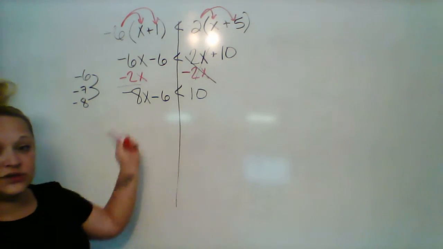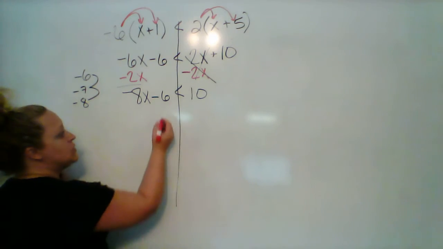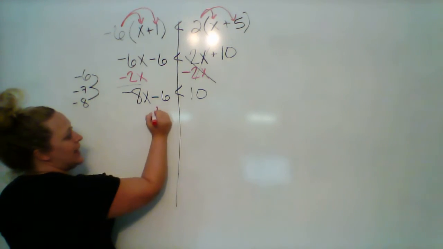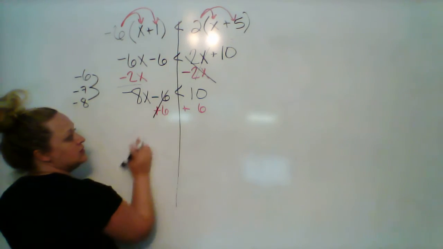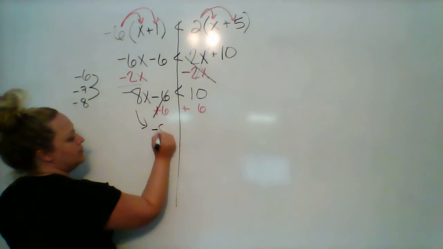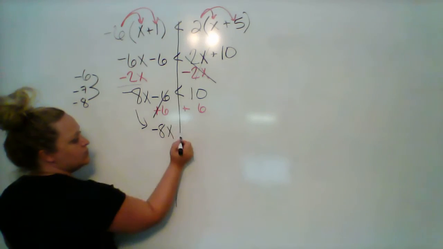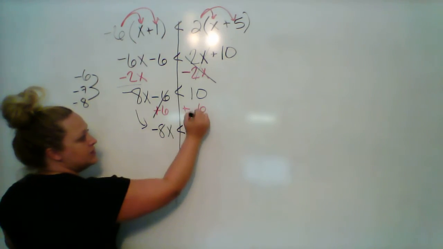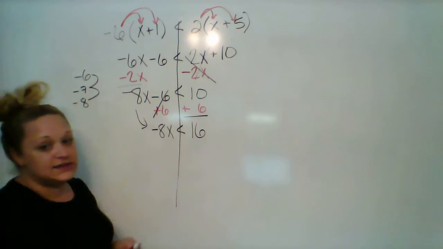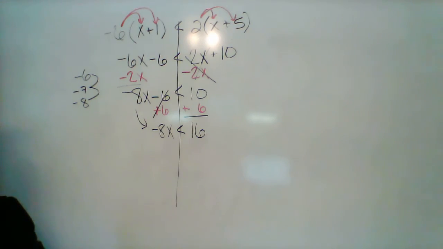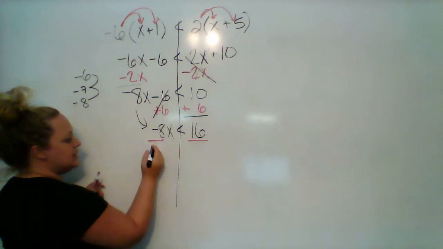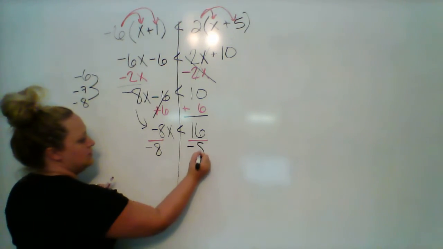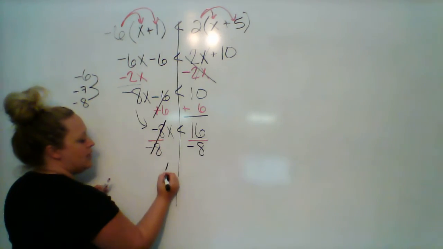Again, simple two-step equation. So I'm going to get rid of negative 6 by adding 6. These will cancel. This will come down. This will come down. 10 plus 6 is 16. So now I'm going to divide. I'm going to have to divide both sides by negative 8. This side would cancel. I'm left with x.